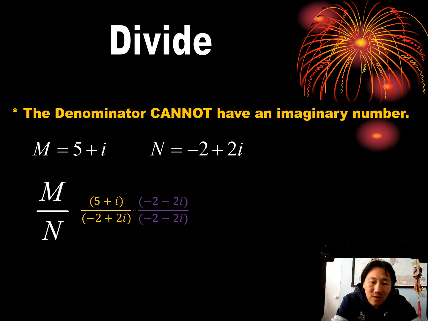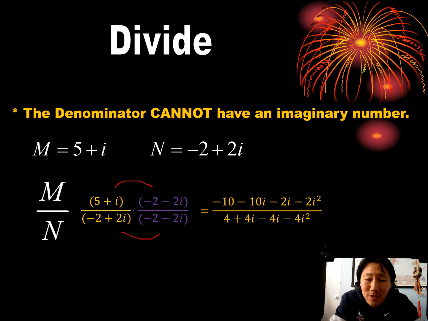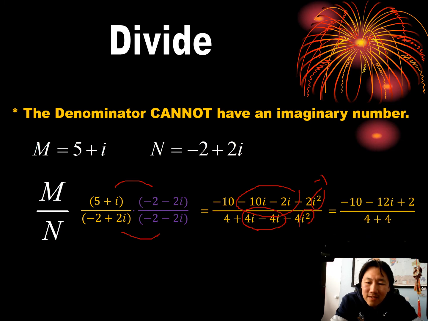All right, so now we have to FOIL the top and FOIL the bottom. There is the top foiled, and there's the bottom foiled. So it turns out that it turns into 2 multiplication problems. Combine the 2 middle terms. Remember, the i squared is just -1. Same thing. Combine the 2 bottoms. Remember, the i squared is -1. And this is what we have. -10 minus 12i plus 2.